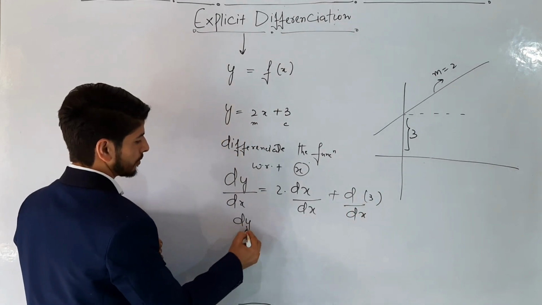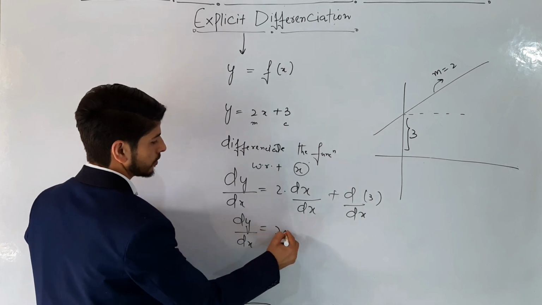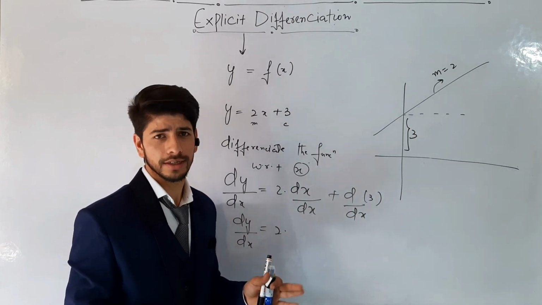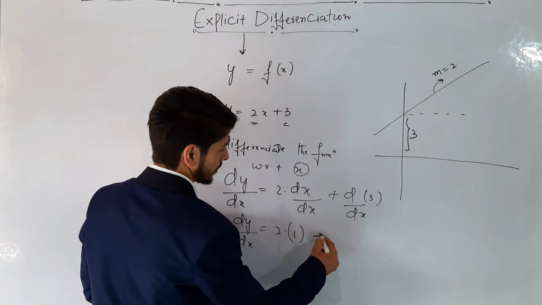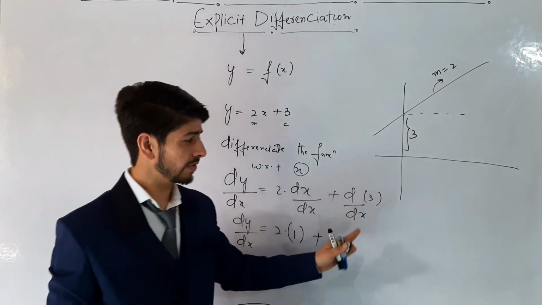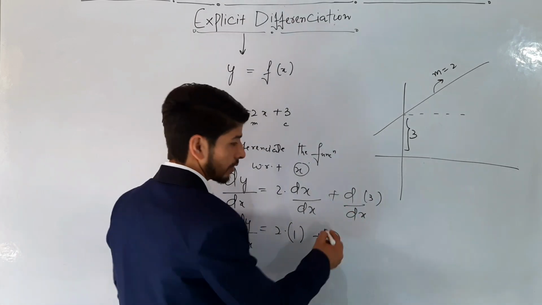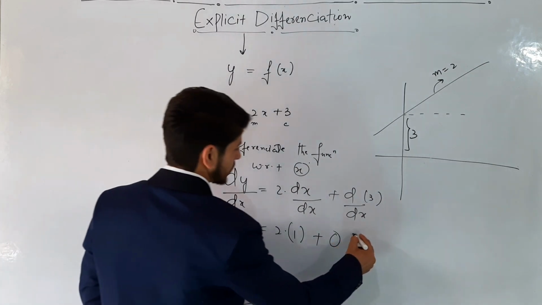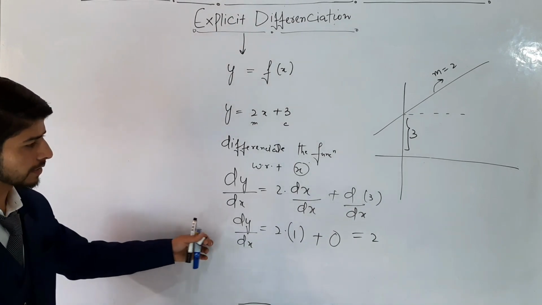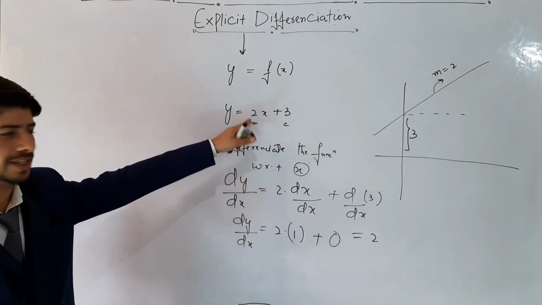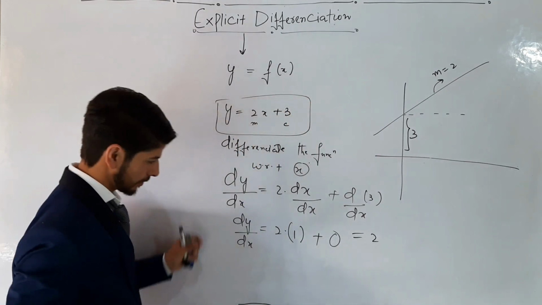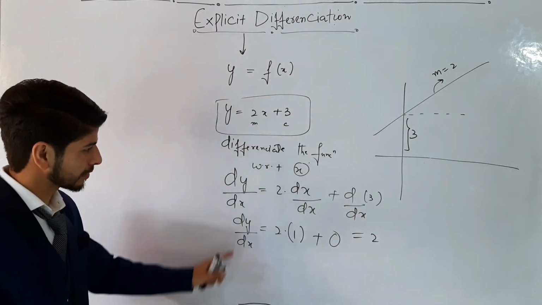So dy upon dx equals 2 times the derivative of x with respect to x, which is 100% instantaneous change, so it will be 1, plus the derivative of 3 with respect to x. What will be the change in 3 with respect to x? No change. Zero. So it will be 2 into 1, that is 2, plus 0, which equals 2. This is the slope of the function. The slope of the function is also 2 when you find it by the geometrical method, and this is what you find using the calculus method.